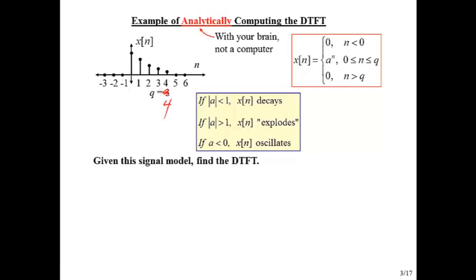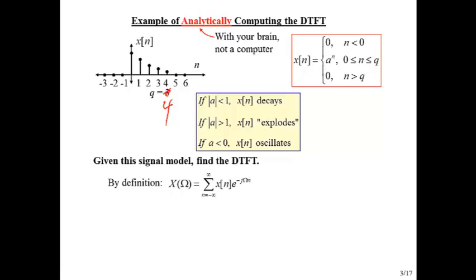This is something that we're going to do analytically, meaning with our brain, not with a computer. So notice that if A has a magnitude less than 1, this thing will decay down. But if A is greater than 1, this thing will explode upward, but then hit 0. And if A happens to be less than 0, this thing flips sign, positive, negative, and so it will actually oscillate. So the picture that I show here is just one example of what this thing might look like. So given this signal, find the DTFT.